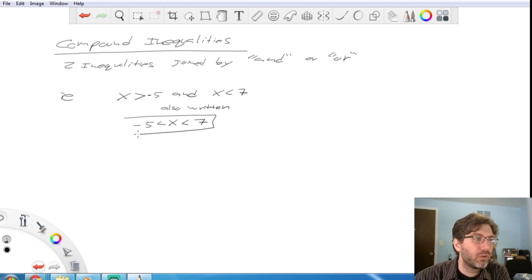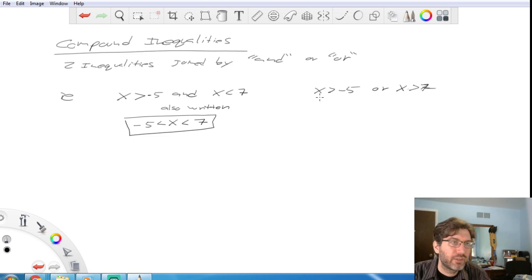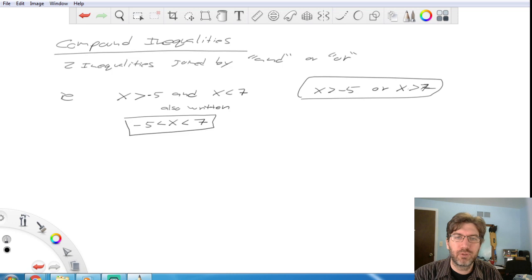This is a compound inequality. Or you're going to see things written like x is less than -5 or x is greater than 7, which doesn't make sense because they're going to be overlapping. If I switch this around, it'll make more sense. But you're going to see them like this and that. Those are the two kind of ways you're going to see these things written. We're not going to get into solving them too much today, but I do want you to make sure you know how to graph.